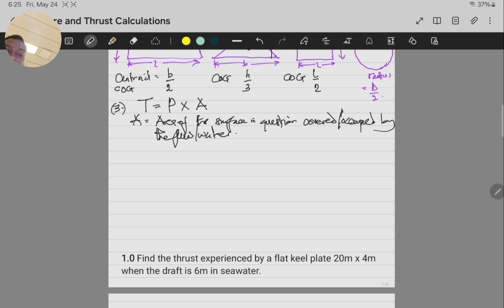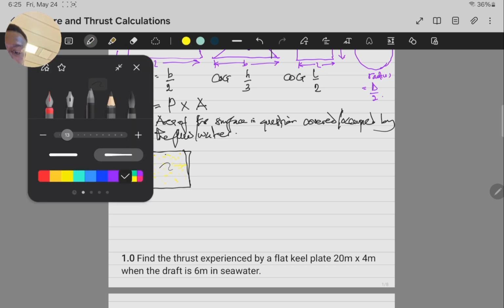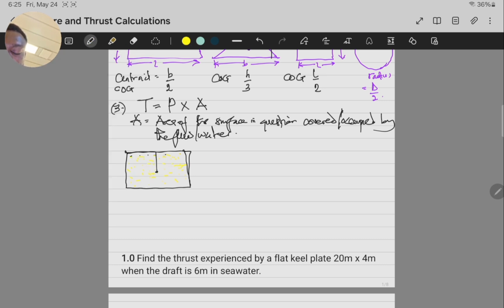Okay, so if the shape covered by the fluid, by the water, is a rectangle, let's say something like that, a vertical bulkhead, and is filled with water, yes, then it's taking the shape of that rectangle, then that means our D is going to be from here downward, which is the height over 2, and our area is going to be length times breadth.